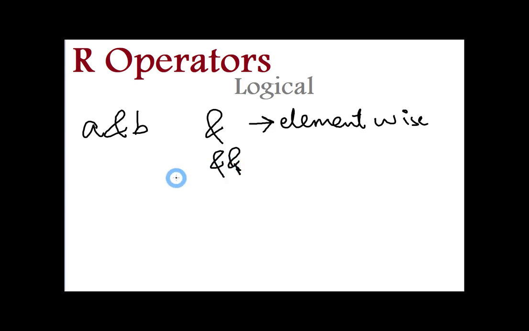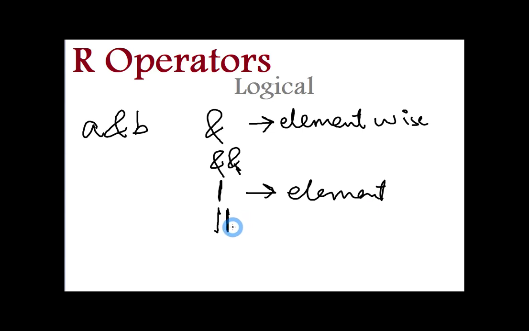And again, then we have the OR operator, which is a bar, a pipe, you can say, and then we also have the double bar for OR operator. Both of these are logical OR operators, but this is the short form, this is the longer form, and the first one, the short form, is for element-wise operations, while the longer form is for operand-wise operations.